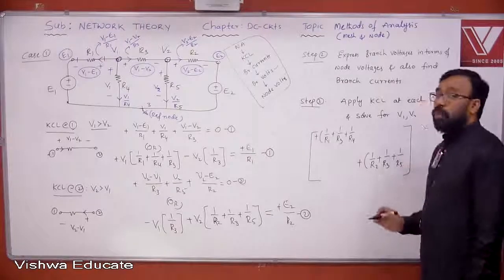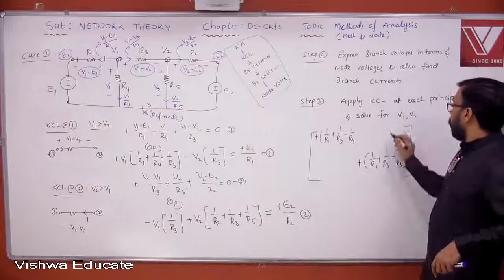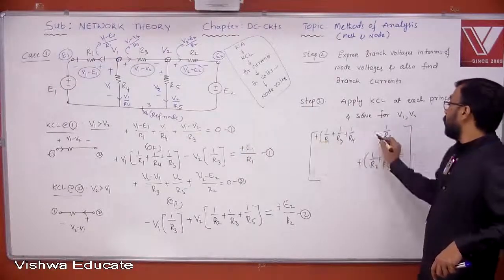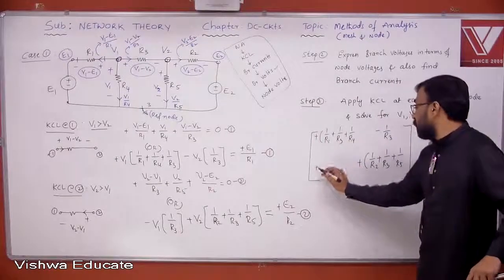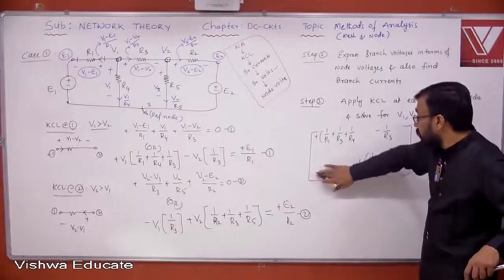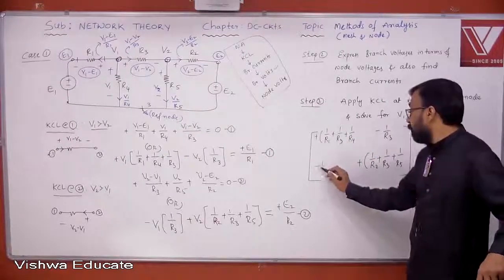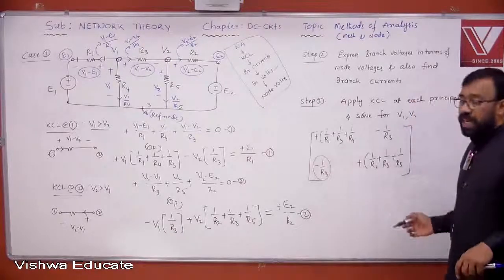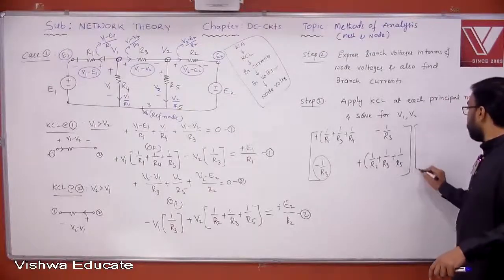Yes or no? What is the common element here? Common element 1 by R3. Reciprocal. And this is plus, therefore it must be taken minus. I already told you. There is no need to look at this or waste your time. Simply copy paste off diagonal symmetry, minus 1 by R3. Off diagonal symmetry will always be satisfied in node and mesh analysis equations.